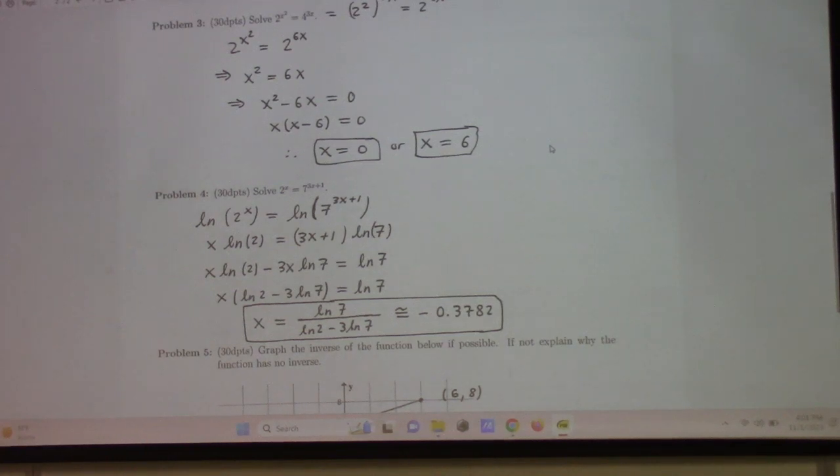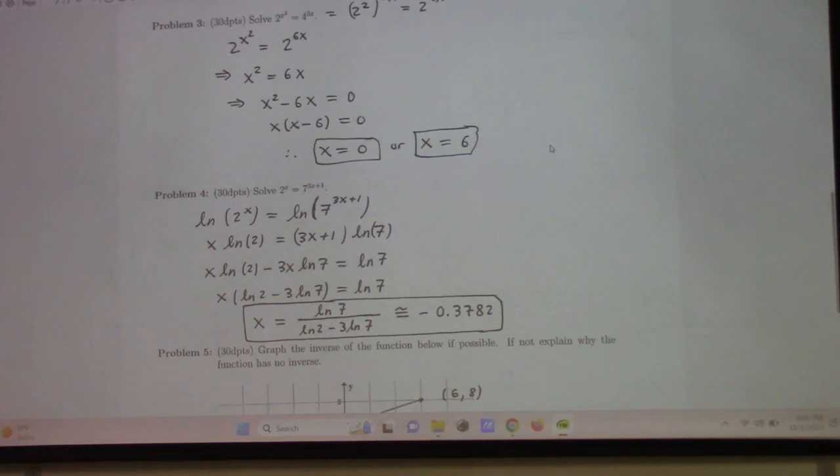Next, here we have this one. You probably could have done it in the style of last class if you wanted to. Just convert to base 2. You get 2 to the x squared equals 2 to the 6x. The one-to-one property tells you x squared equals 6x. Factor out your x, and you get x equal to 0 or x equal to 6.